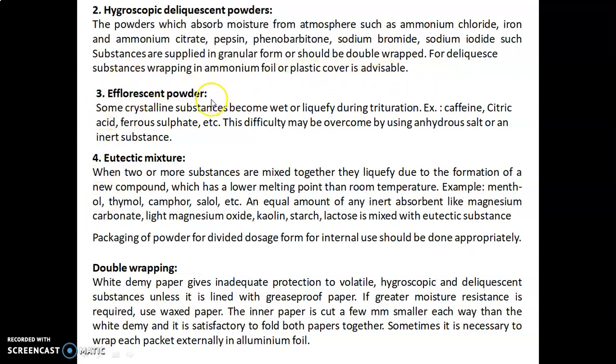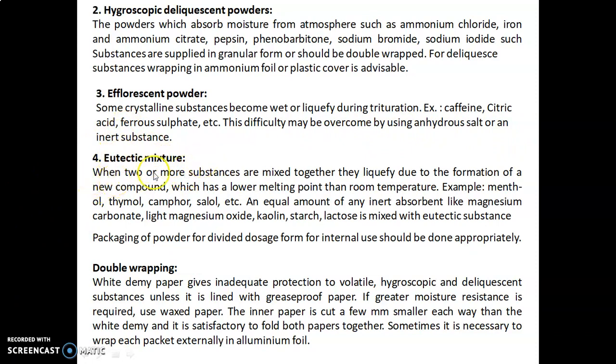Third, efflorescent powders. Some crystalline substances become wet or liquefied during trituration, for example caffeine, citric acid, ferrous sulfate, etc. This difficulty may be overcome by using the anhydrous salt or an inert substance.